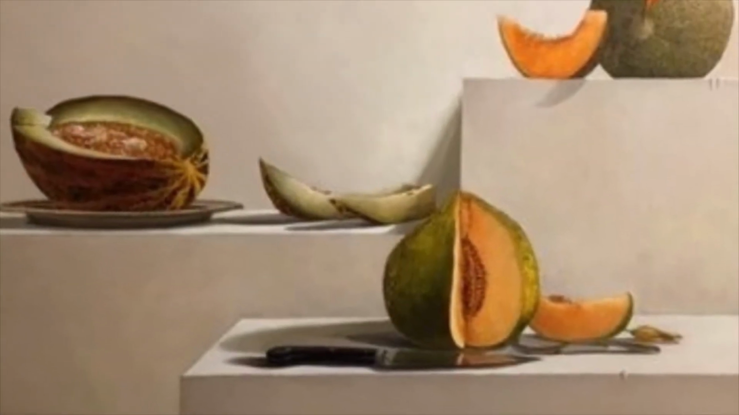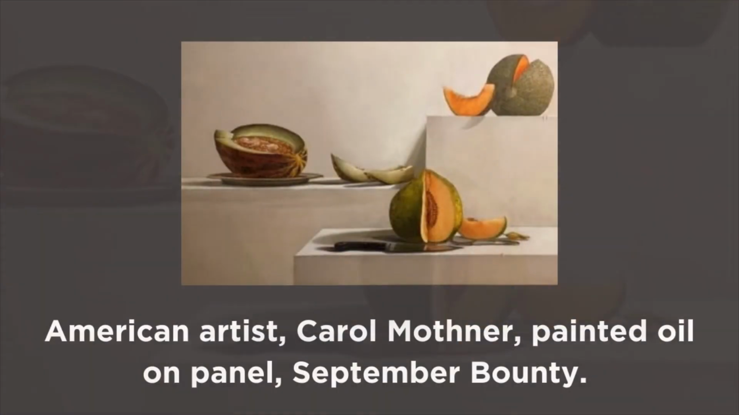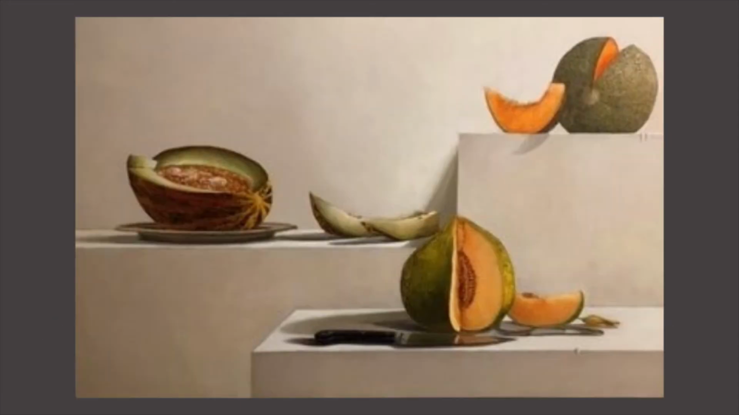Shadows may also appear in paintings. American artist Carol Moffner painted oil on panel September Bounty. Can you point to the shadows in the painting? How can there be shadows in a painting?